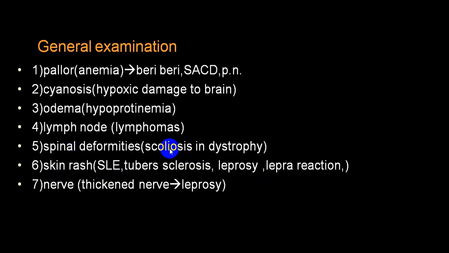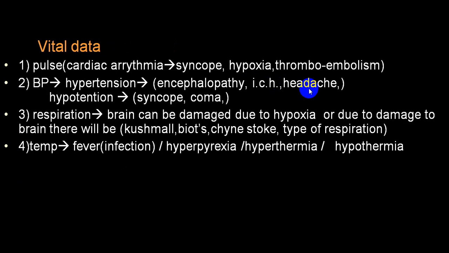Spinal deformity: if you get scoliosis, it is very common in dystrophy. Lymph nodes, lymphoma can involve CNS. Edema can be because of hypoproteinemia. Cyanosis, you can have hypoxic damage to brain. Pallor will be seen in anemia, and anemia will be very common in beriberi, subacute combined degeneration, and you can have even peripheral neuropathy. These are some of the highlights.